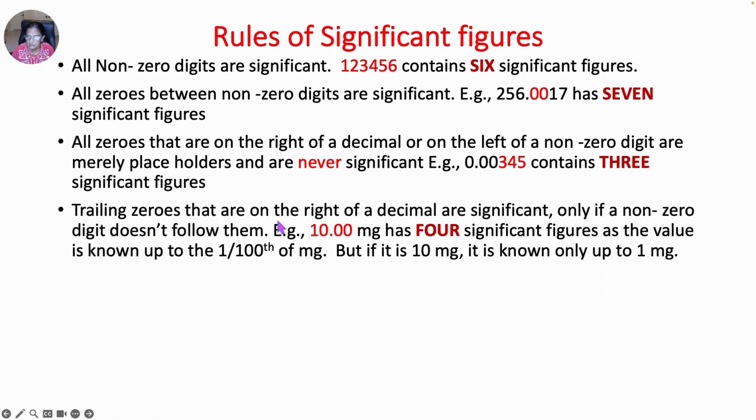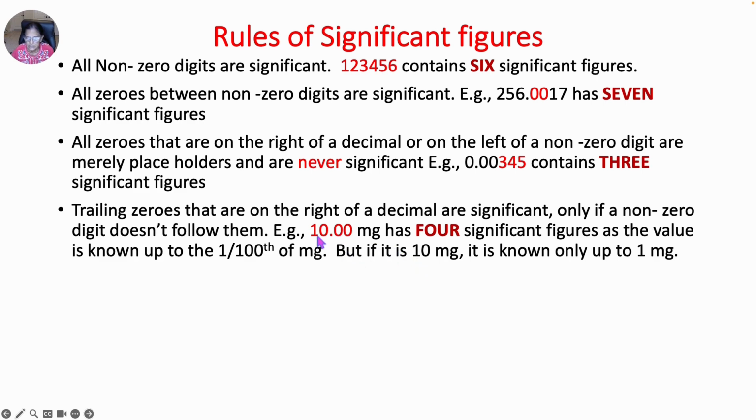Trailing zeros that are on the right of a decimal are significant only if a non-zero digit doesn't follow them. For example, 10.00, after the decimal, these 2 zeros are significant. This figure has 4 significant figures as the value is known up to 1/100th of a mg. If you write 0.00, that means this is known with an accuracy of up to 1/100th of a mg. So these 2 zeros have significance.